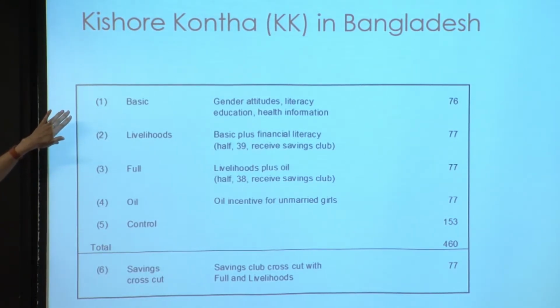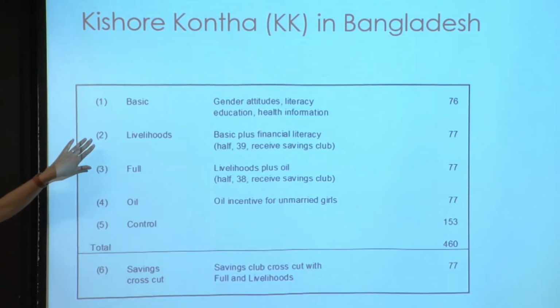That's the basic treatment. Kishori Kontha is the name of the program. Some then got a livelihoods program where they're taught basically financial literacy, with the idea of improved negotiation skills. But here is the thought: if you can be more economically active and valuable to your parents, maybe that is the way to empowerment. Maybe your parents may value you more. Maybe you have a little bit of money to help you stay at school, etc. And half of this group received saving clubs as well, where they were encouraged to save.